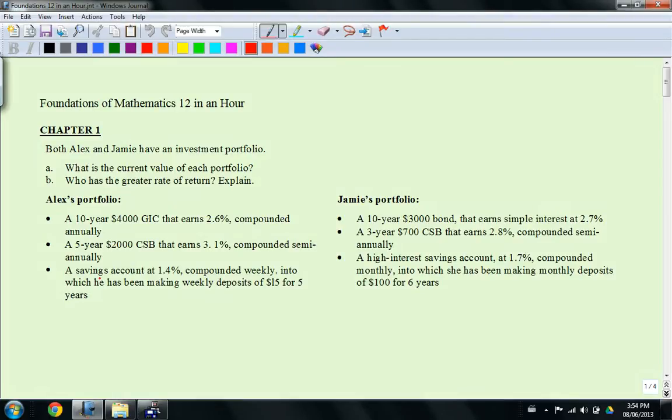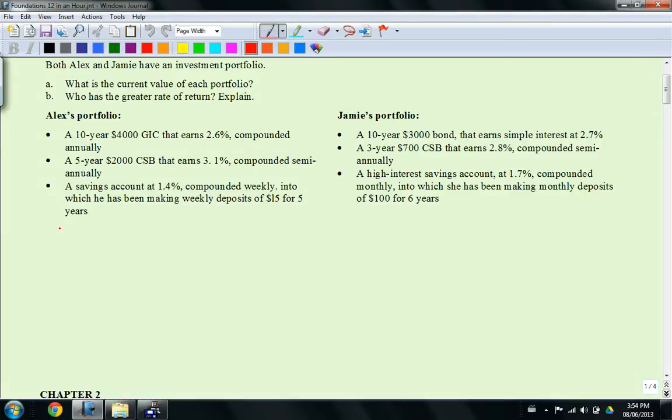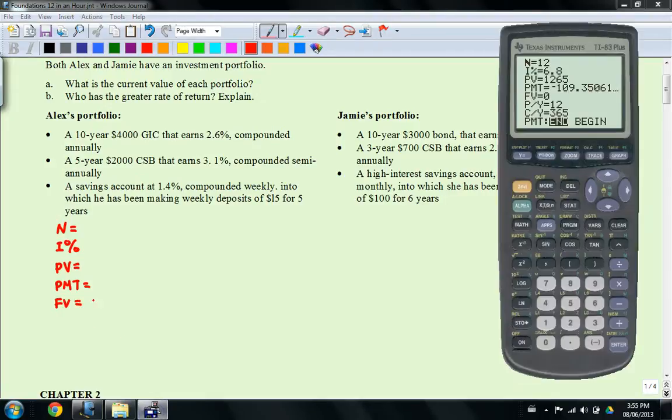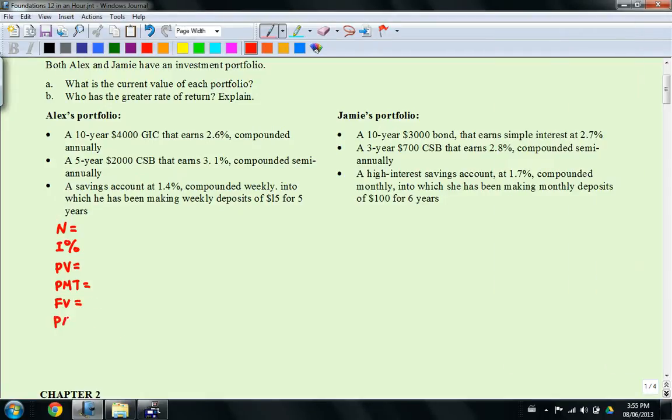On your actual exam, if this were a written question, you would show your work and write, N is equal to, and then I, and then PV, and then PMT, FV, and then payments per year, so P/Y, and compounds per year, which is C/Y. We're going to have to do this multiple times, and we'll go ahead and copy that for now.